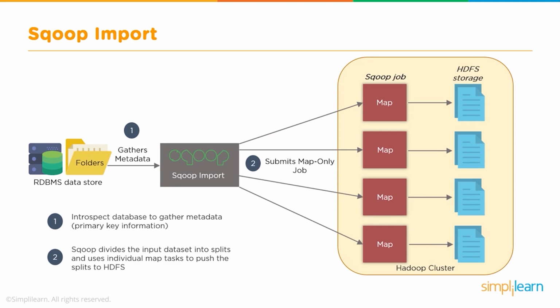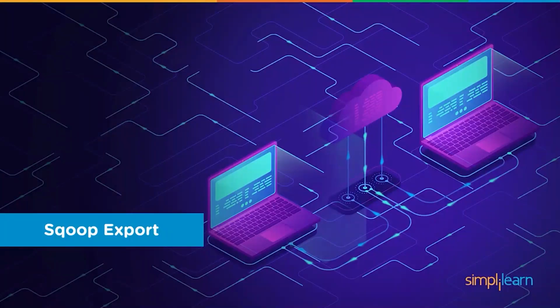Sqoop divides the input data set into splits and uses individual map tasks to push the splits into HDFS. So right into the Hadoop file system. And you can see down on the right is kind of a small depiction of a Hadoop cluster. And then you have Sqoop export. So we're going to go the other direction.